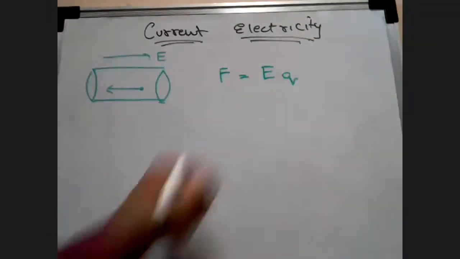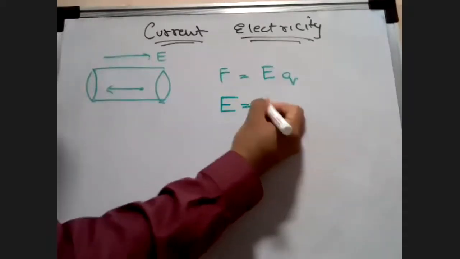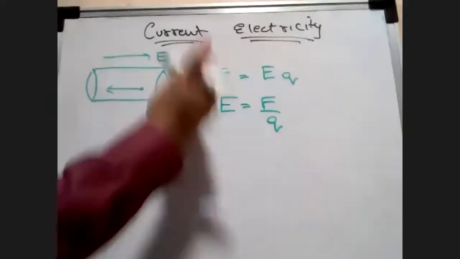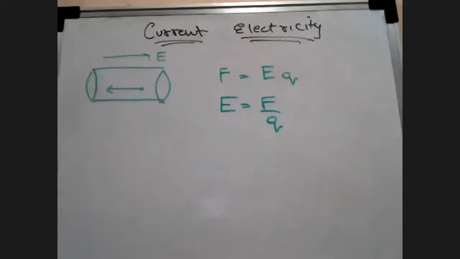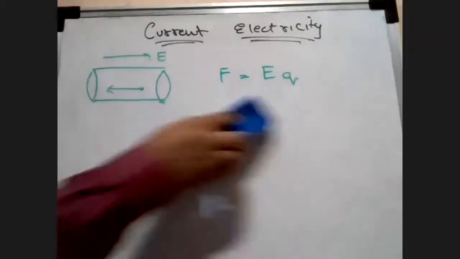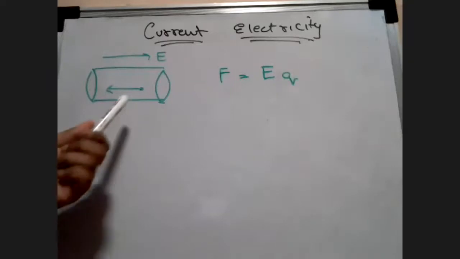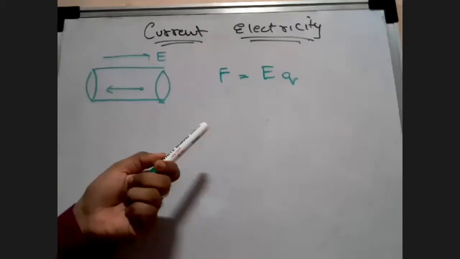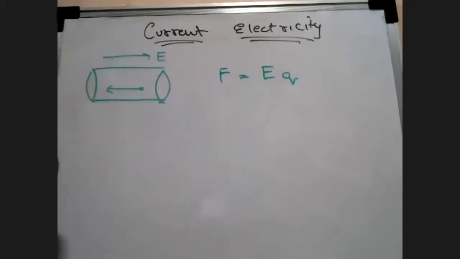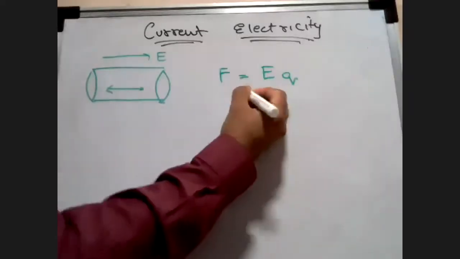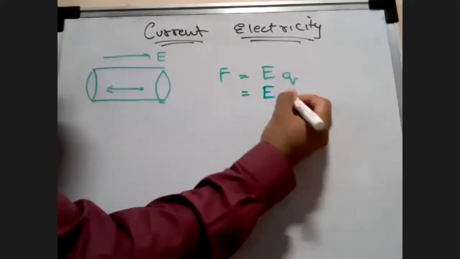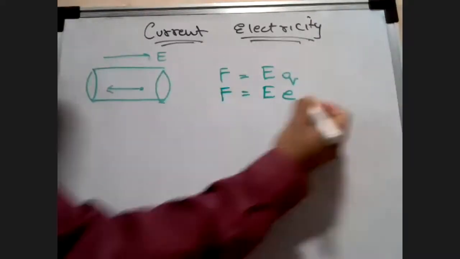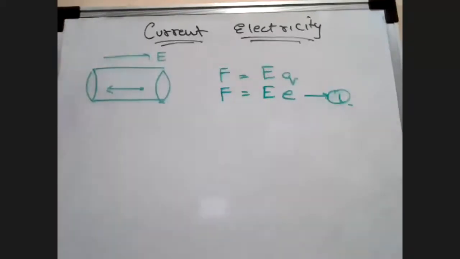You don't remember this formula? E is equal to F by Q. Now we remember? So E is equal to F by Q, and I derived F is equal to E into Q. But here in this diagram, what type of elementary particle are we considering? Is it an electron or proton? Proton will be in the direction of the electric field. Electron will be in the direction opposite to the electric field. So instead of charge, can I write a negative electron charge e? F is equal to E times small e. This is our first expression.